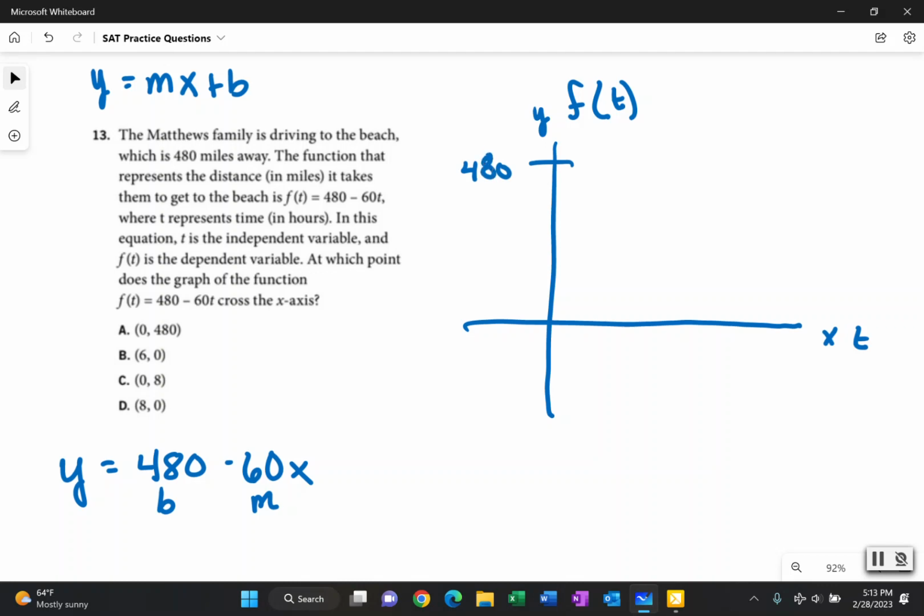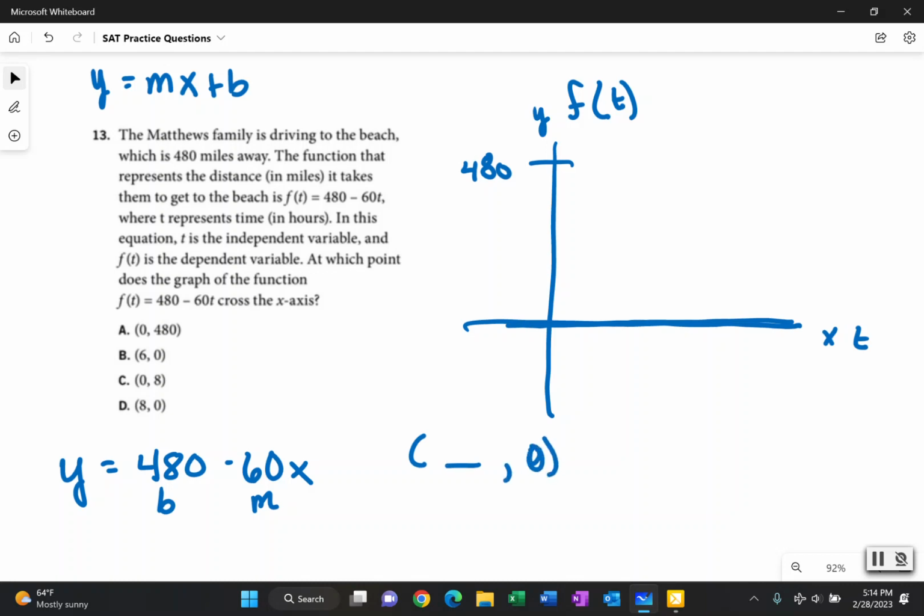And it asks us, okay, when is it going to be equal? When is x going to be equal to 0? When t is equal to 0, at what time will we have hit? How many hours does it take for us to get to 0? So for it to cross the x-axis, we need y to equal 0, right? So y is going to be 0, which means our equation is going to be some value, comma, 0.